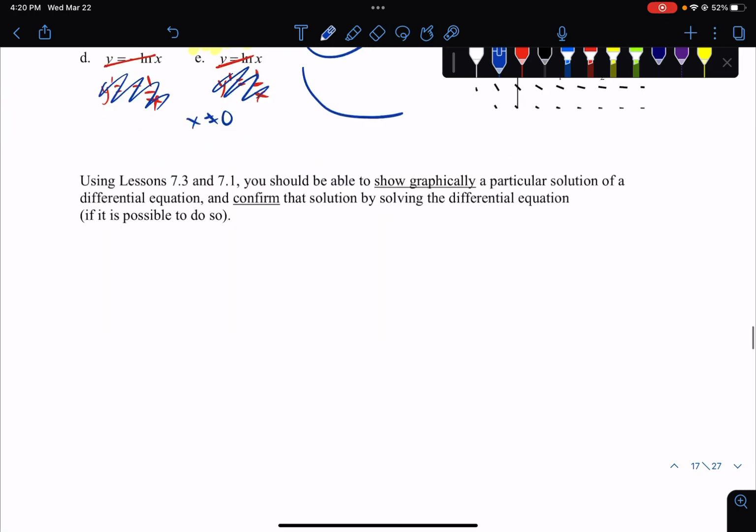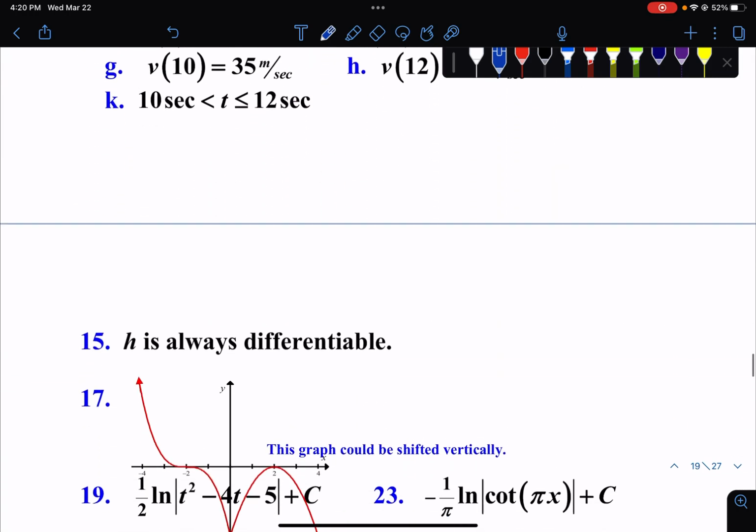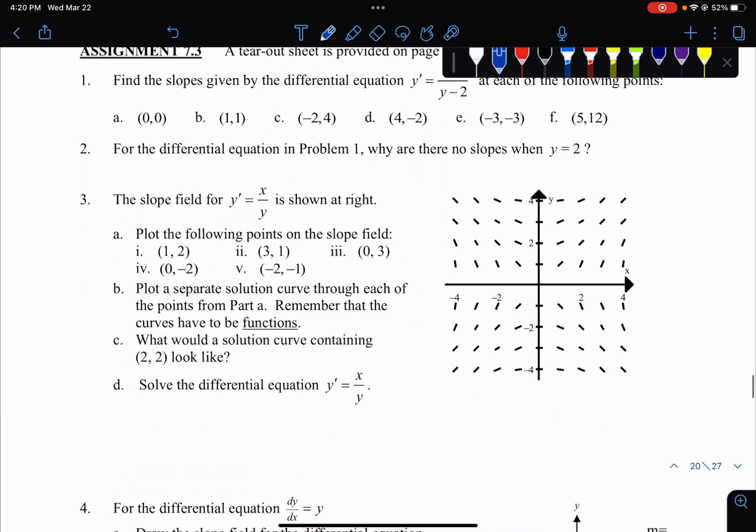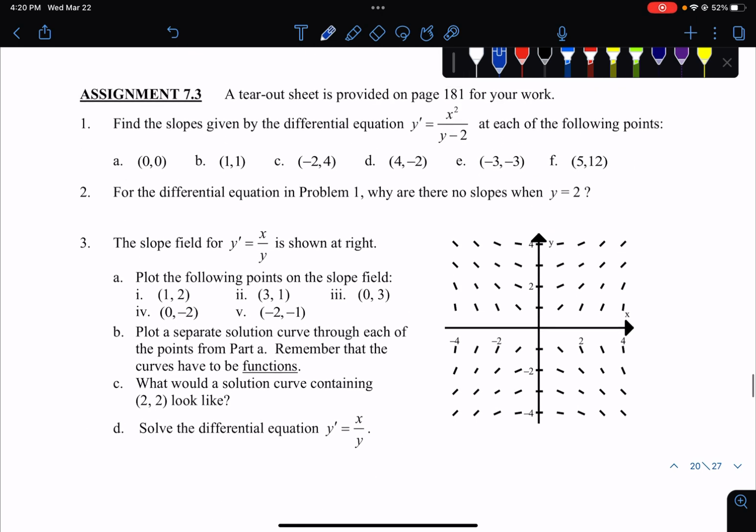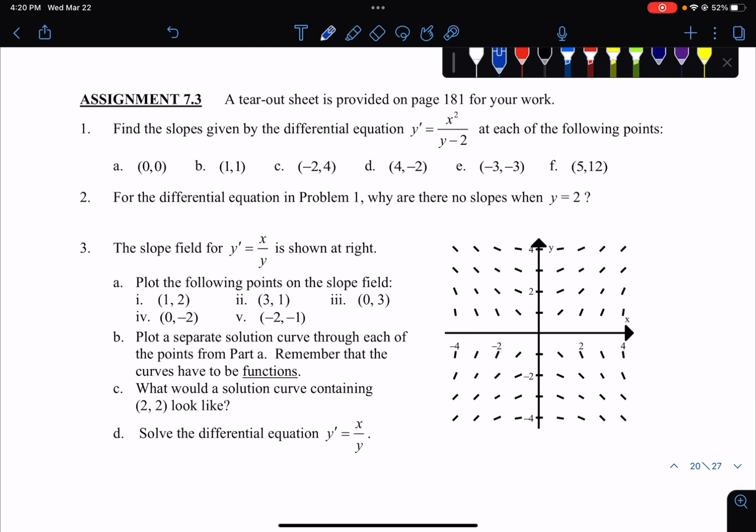So on the homework, if we can get to it, there we go. On the homework, you're probably okay. A tear-out sheet is provided on page 181. I did not provide you a tear-out sheet. I'm guessing the tear-out sheet is a bunch of slope field blanks like this that just have points for you to fill out.